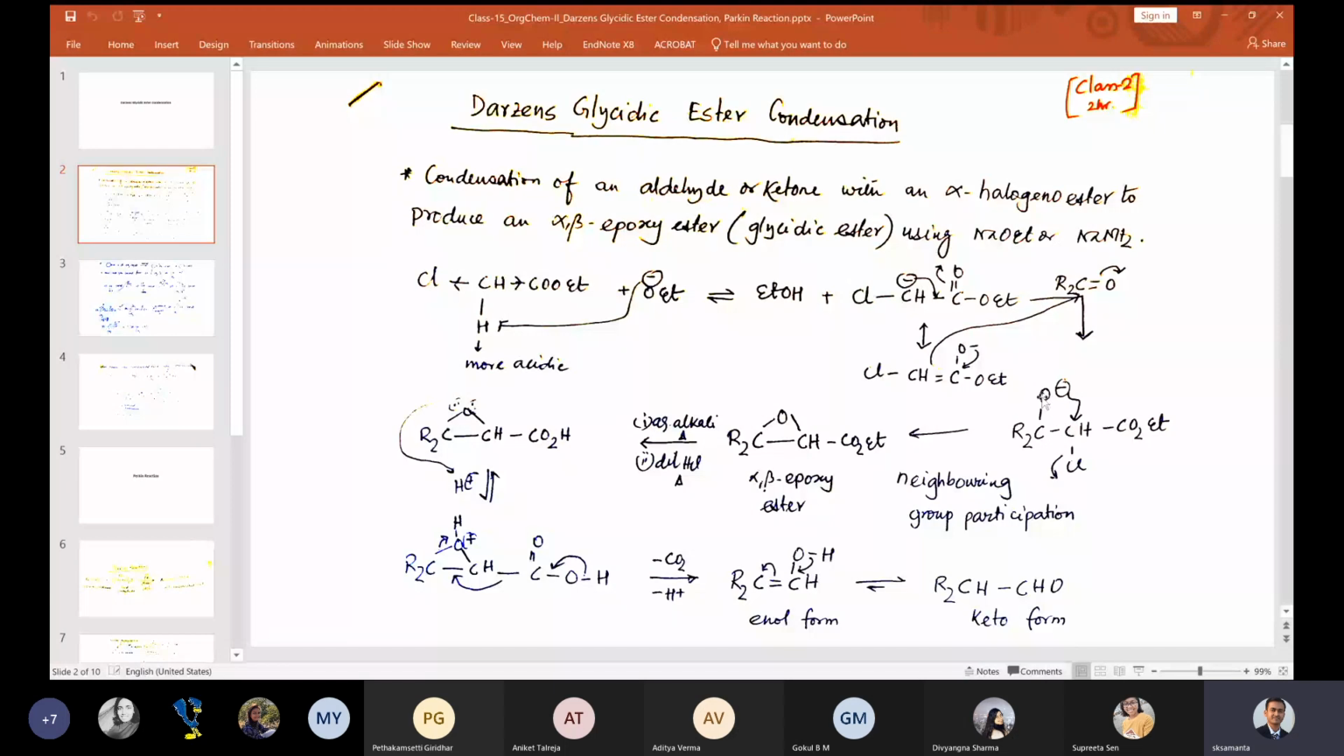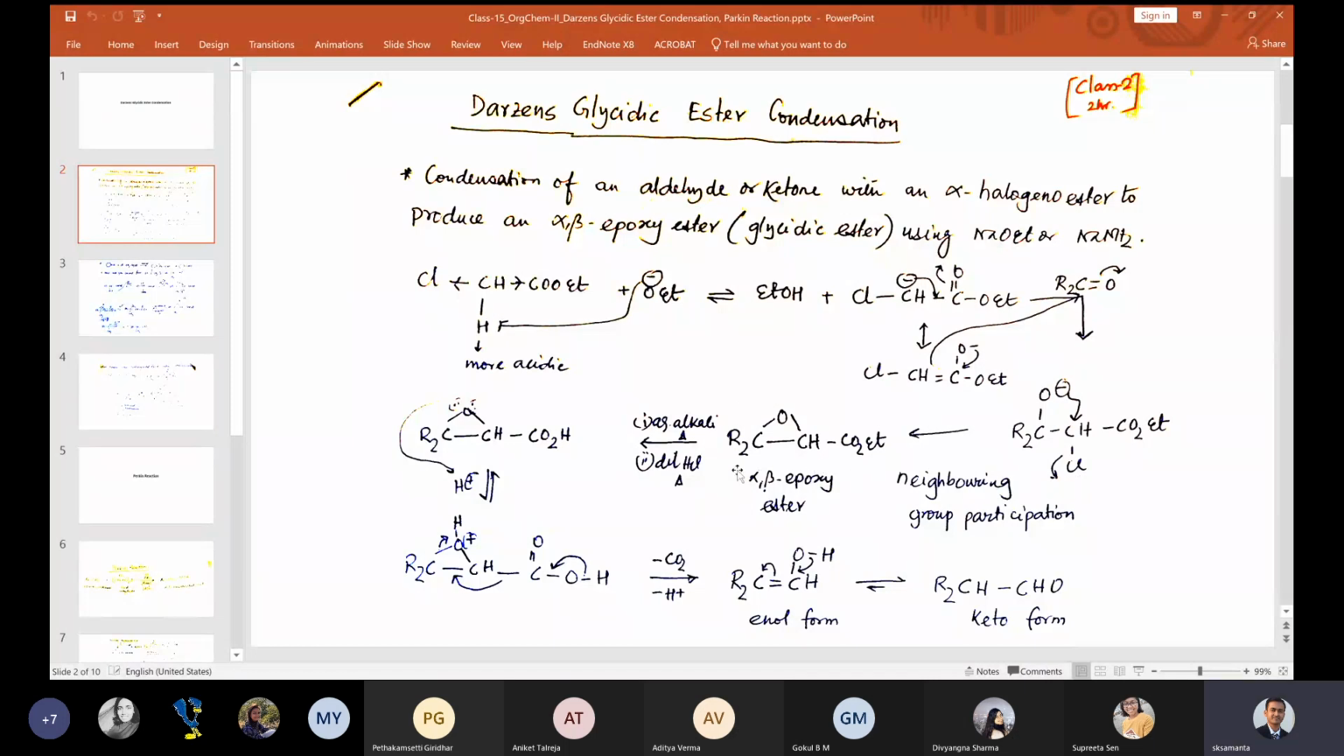oxygen, OH or O minus. And now with neighboring group participation, it forms this alpha beta epoxy ester. Because of this chlorine, which is a leaving group here, this O minus attacks here, which otherwise would have become like OH, but because of this leaving group, this O negative actually attacks here, so that it forms this alpha beta epoxy ester, which is known as glycidic ester.